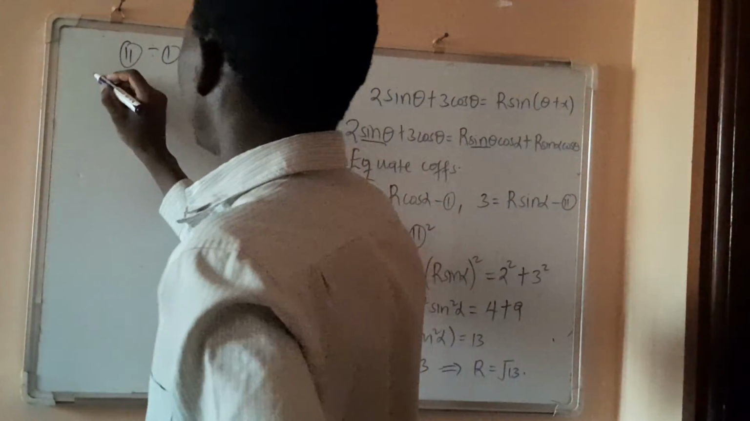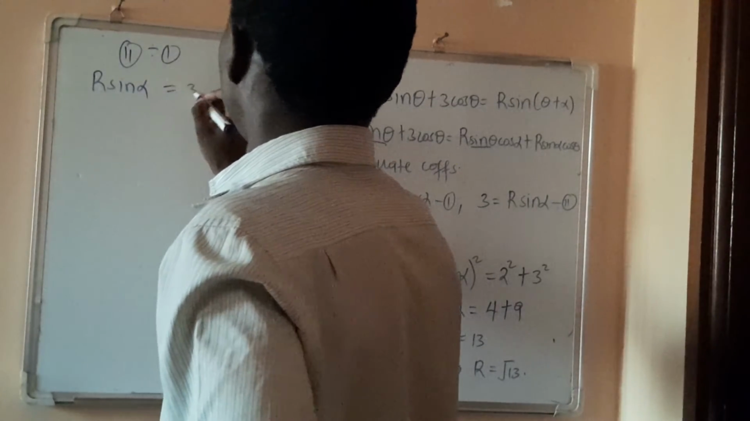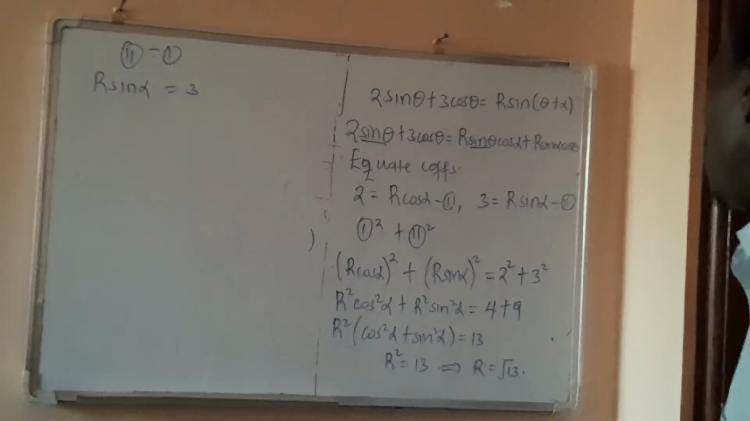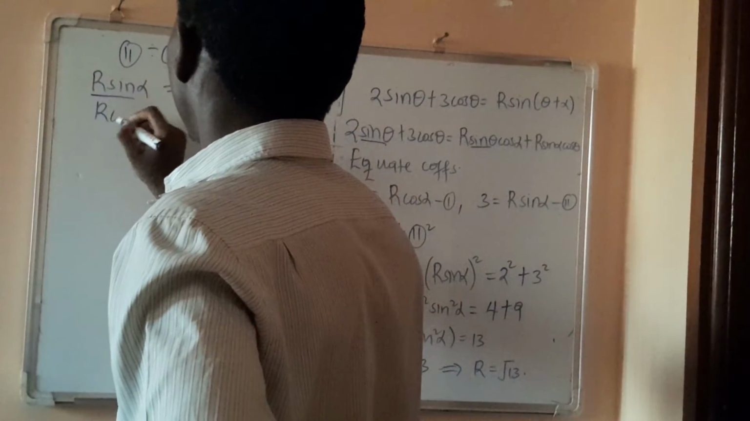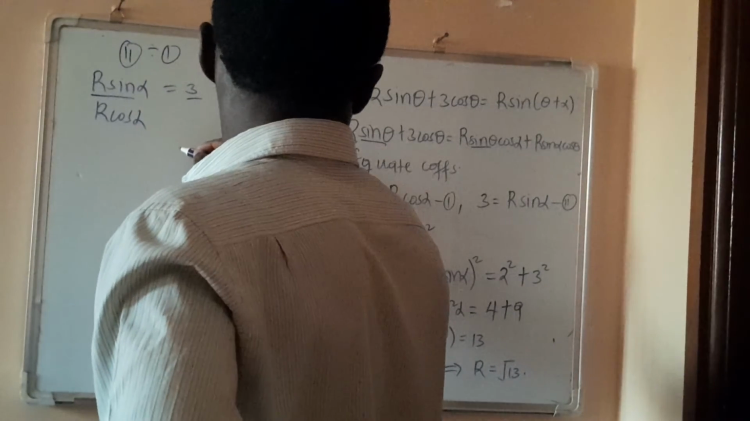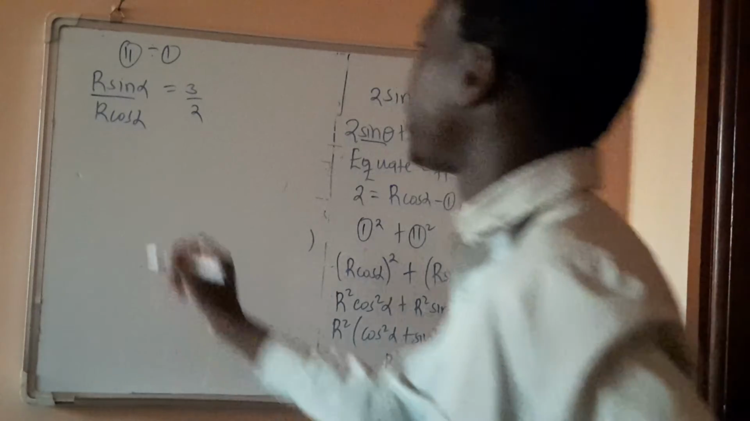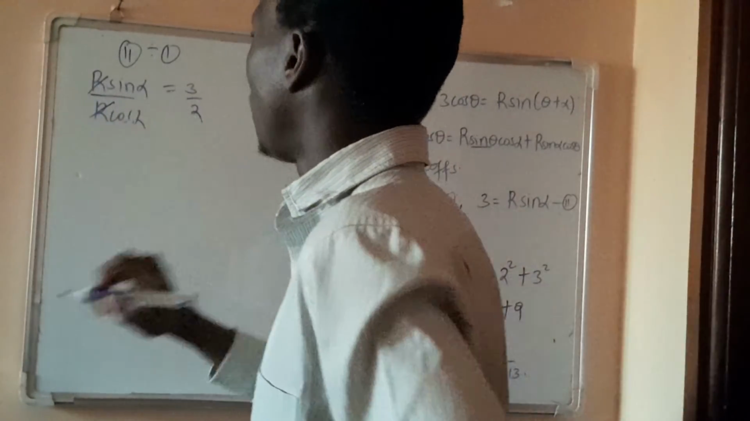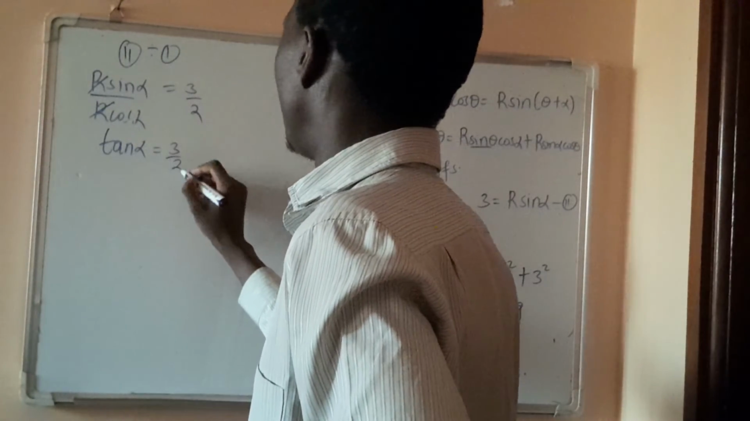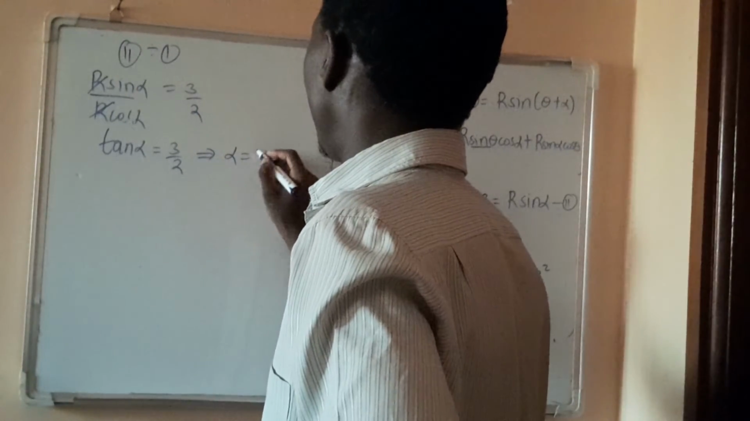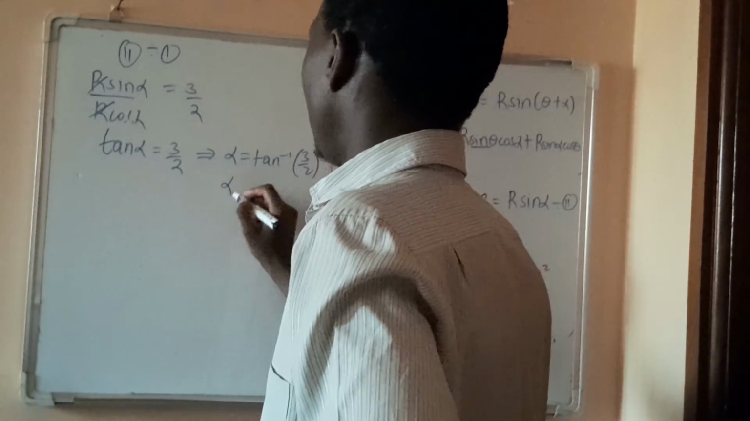So what is equation 2? Equation 2 is r sine alpha equals 3. Divide it by equation 1, r cos alpha equals 2. So r cancels out. Sine over cos, that is tan alpha equals 3 over 2, implying that our alpha is actually the tan inverse of 3 over 2.